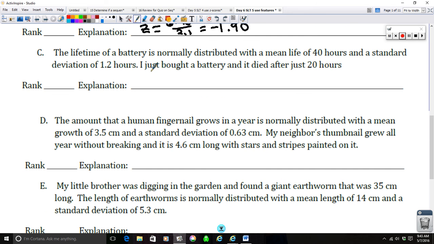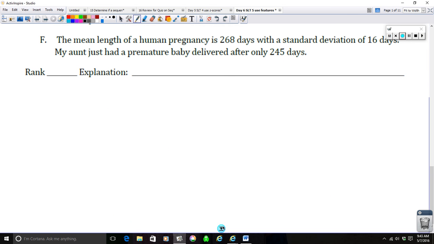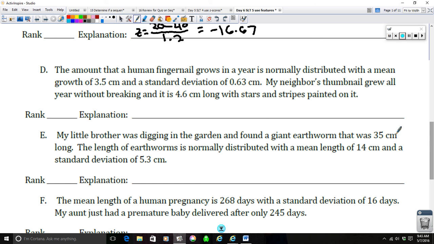Battery normally distributed with a mean of 40, standard deviation of 1.2, and it died after 20 hours. So if the mean is 40, that was a very unusual situation here. So in fact, it's negative 16.67 standard deviations below the mean. So there was definitely something wrong with those batteries. Let's go back up. Okay.